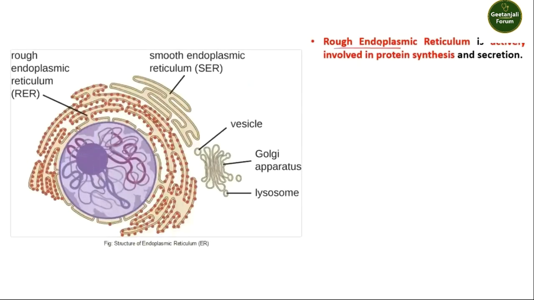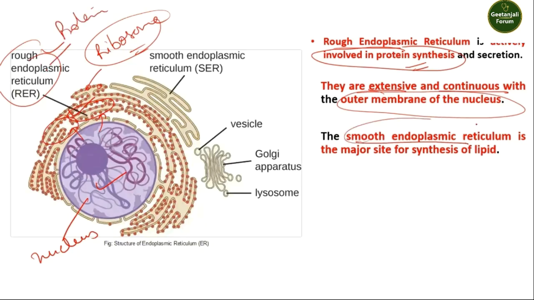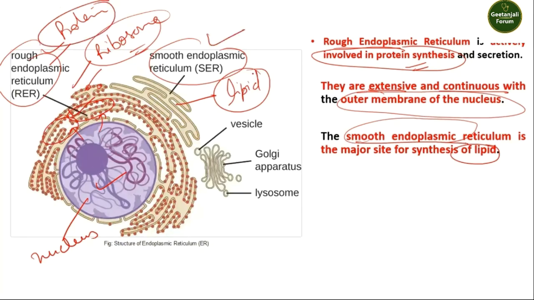Now the rough endoplasmic reticulum, this one, which has ribosomes on its surface, is actively involved in protein synthesis because the function of the ribosomes present on it is to synthesize protein. They are extensive and continuous with the outer membrane of the nucleus. You can see here, this is the nucleus and attached to it is the rough endoplasmic reticulum. And what is the function of rough endoplasmic reticulum? Its function is to synthesize protein. Now the smooth endoplasmic reticulum, their function is to synthesize the lipids. So in rough endoplasmic reticulum, protein synthesis takes place, and inside smooth endoplasmic reticulum, lipid synthesis takes place.